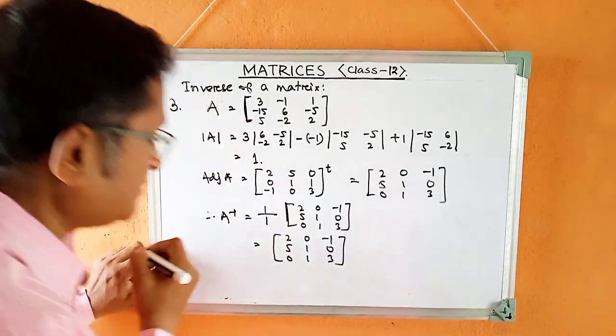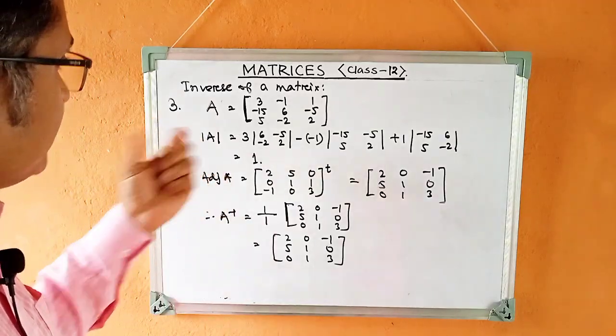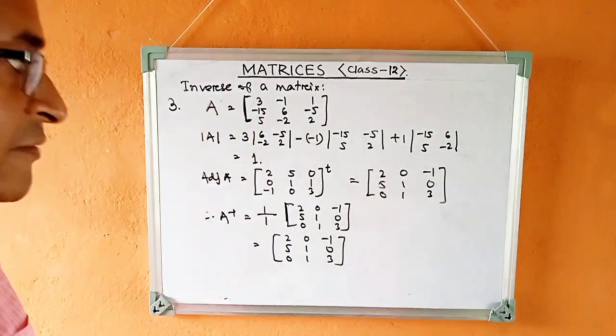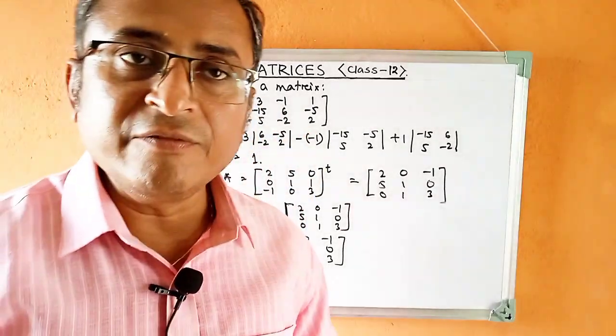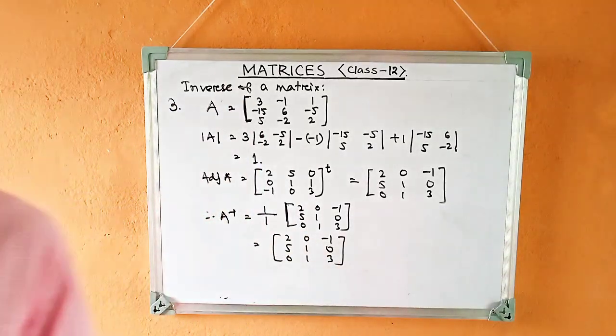Got it? So see how to find the inverse: A is a square matrix of order 3, that is given. How to find the A inverse of that matrix? This is the process. This is the answer. See carefully.